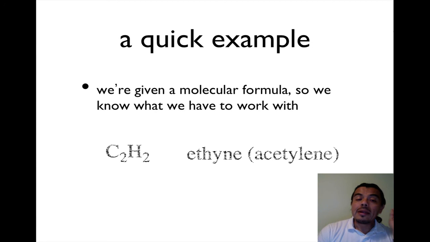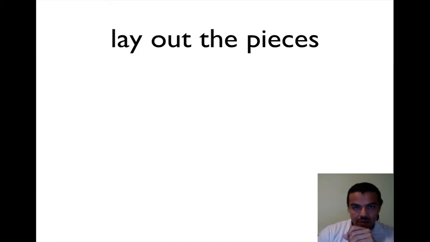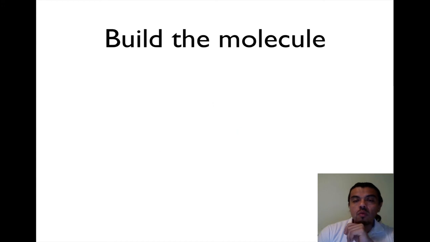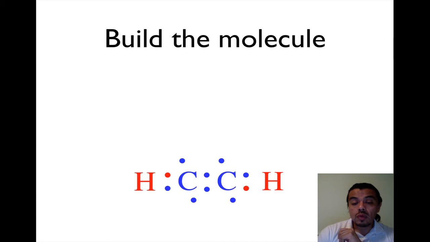We're given a molecular formula so that we know what to work with. This time it's ethyne, which is otherwise known as acetylene. If we lay out the pieces, we get this. When we build the molecule, we get this.